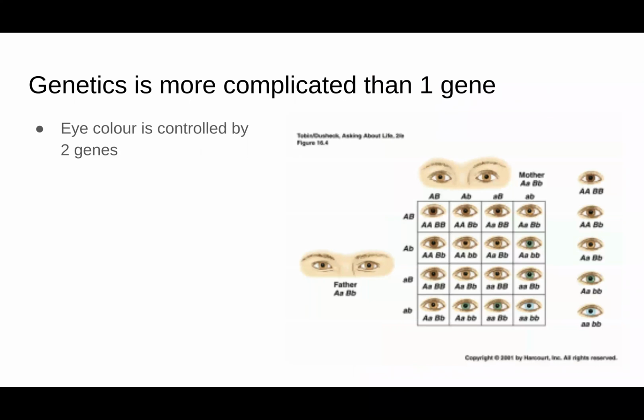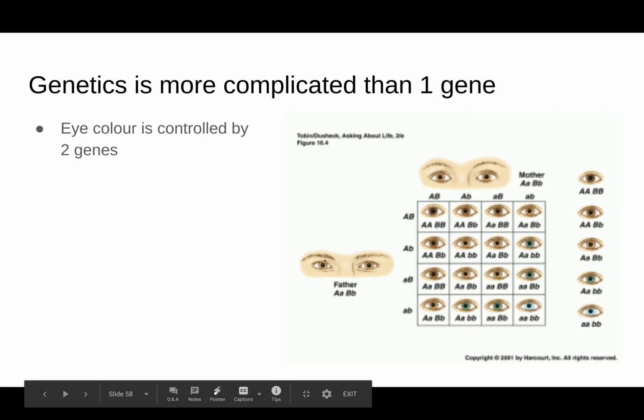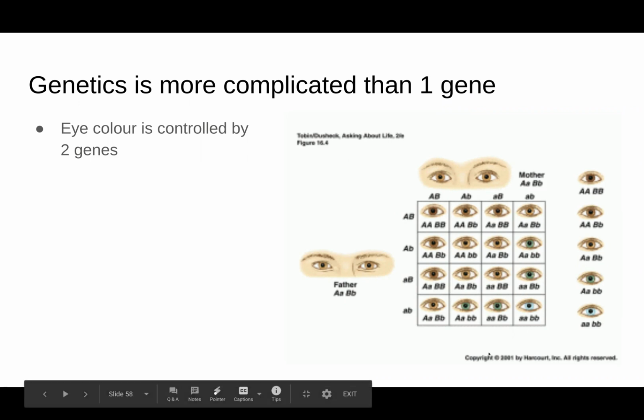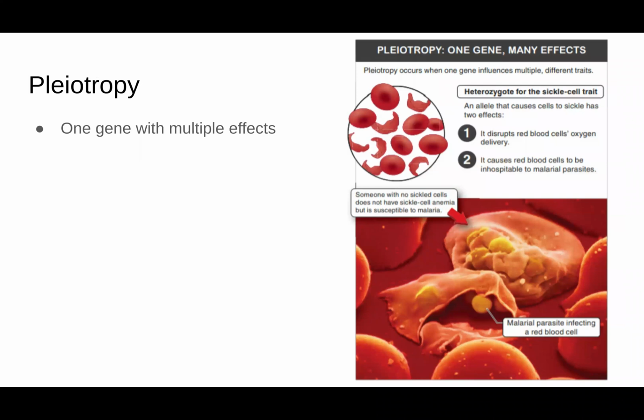But as I mentioned, genetics is typically very much more complicated than one trait. For instance, eye color is controlled by multiple genes. We can look at a simple cross here between a mother and a father, both with brown eyes. They're both heterozygotes, and you'll notice they produce a flurry of different eye colors, mostly browns, some intermediates, some greens, and some blues. So this is a case where a single trait is controlled by multiple genes.